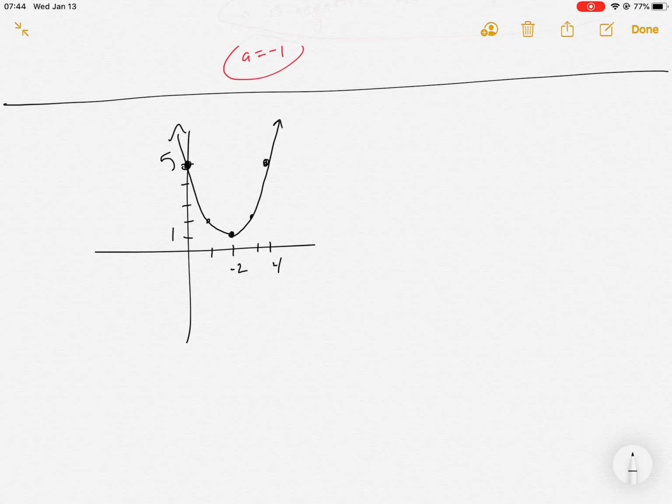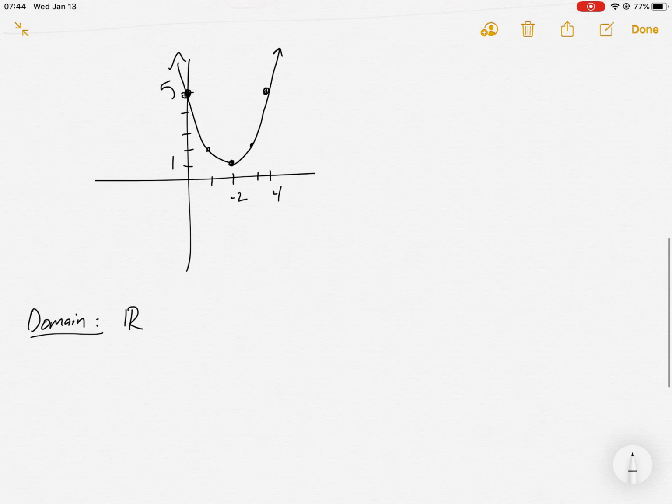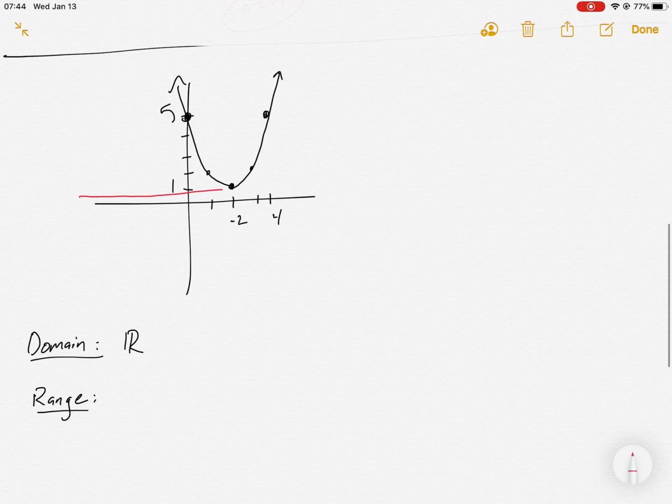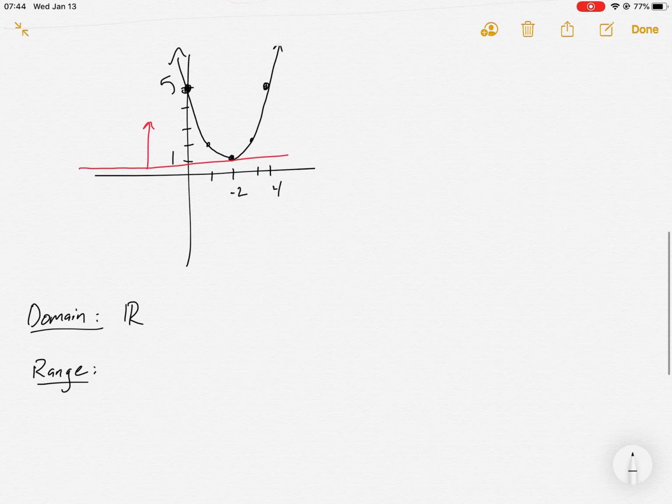So the first thing I want to discuss is the domain and the range. The domain of the graph is all real numbers. This is true for every parabola. I can keep going left and right forever and I won't ever have an issue. The range, however, is always going to be limited. So notice if we're looking at the y values, we start at 1 and we go up from there. So that means the range is actually going to be 1 to infinity.